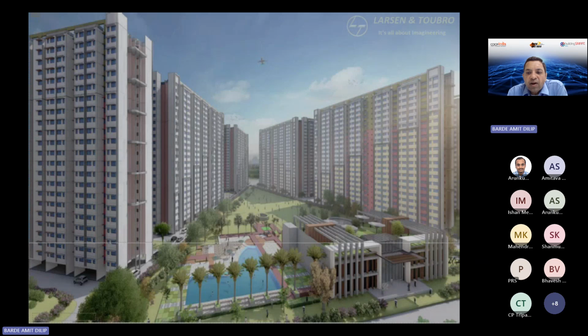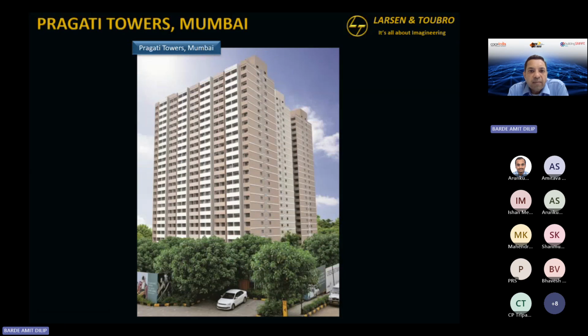So for projects like this, we already have a repeat project now, about 11,000 houses in the same system. We have set up a separate factory so that we can improve that scale and meet demand.